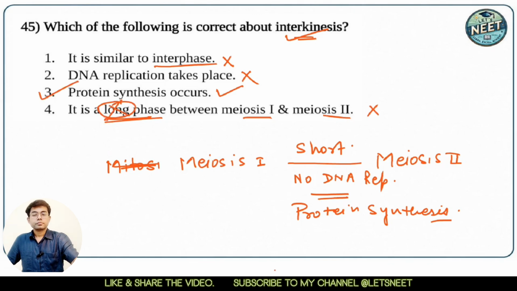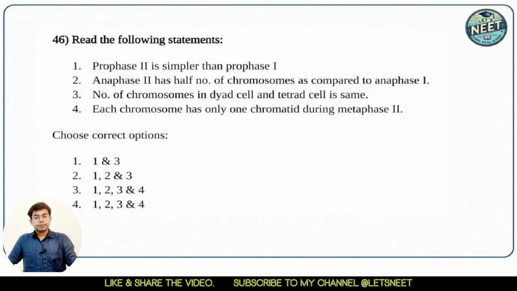Next one. Read the following statement and choose the correct. Okay. Prophase 2 is simpler than prophase 1. Yeah, correct. Anaphase 2 has half the number of chromosomes as compared to anaphase 1. It is wrong. Both anaphase 1 and anaphase 2 both have equal number of chromosomes, that is 2n. Both will have equal number of chromosomes. Number of chromosomes in a dyad of cell and tetrad of cell is the same. Yes, it is also correct. Dyad also have 2n and tetrad also have 2n.